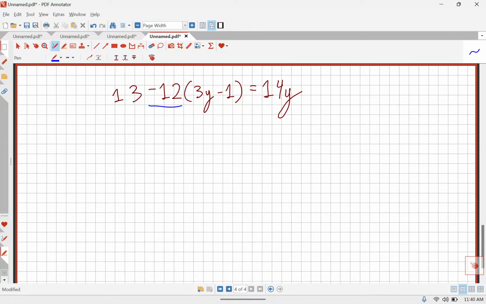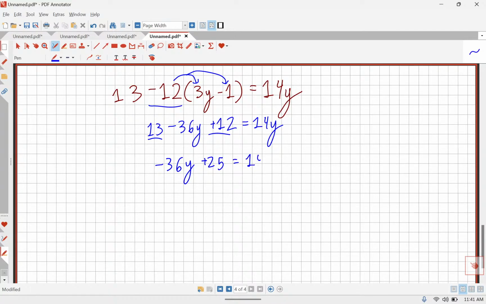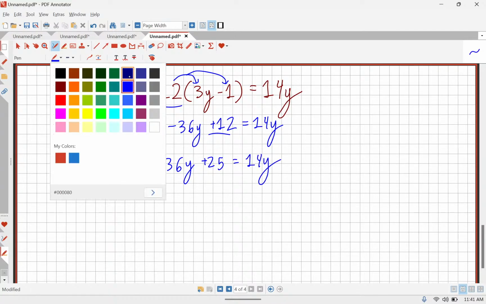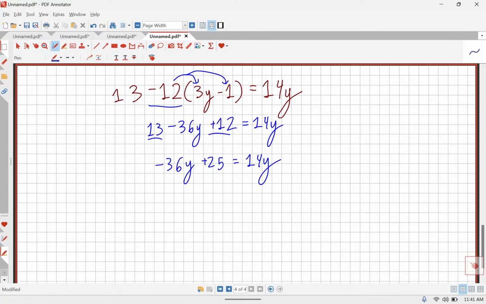Okay. So I can get you guys taken care of. So this negative 12 is going to distribute in. That gives me a negative 36y plus 12, excuse me. There we go. And then the rest just drops down. 13 equals 14y. My instinct is also to combine like terms, which turns us into negative 36y plus 25 equals 14y. Now, guys, even though this looks crazy, it actually turns out this isn't any different.